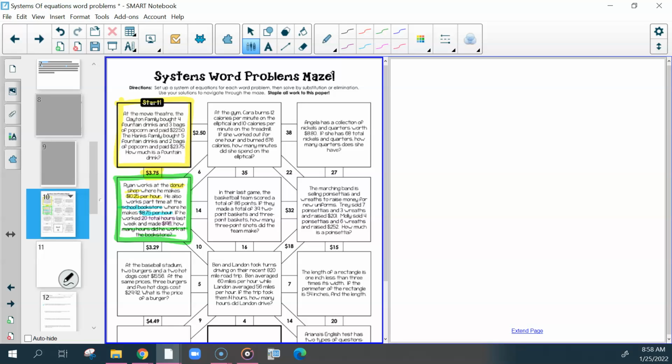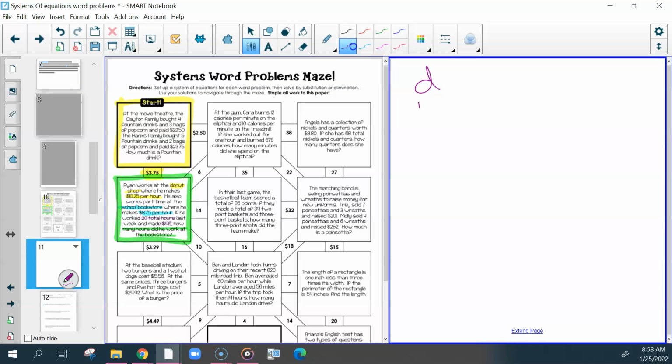Alright, so for this one, because it does not give us variables, we need to make variables. What don't we know? How many hours he worked at the bookstore, how many hours he worked at the donut shop. So we can call that D and B, S and B, whatever, X and Y, it doesn't matter.